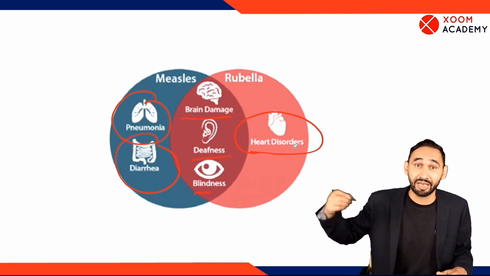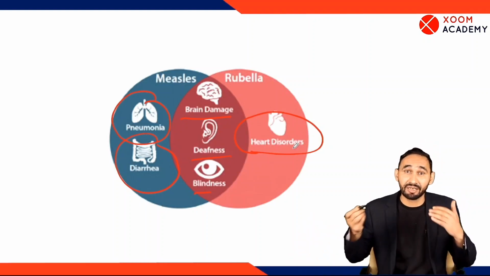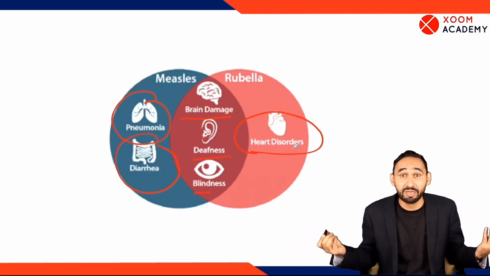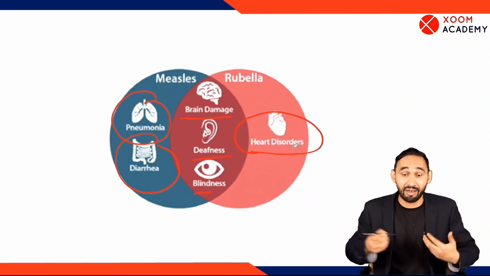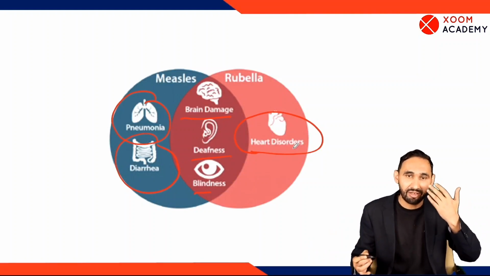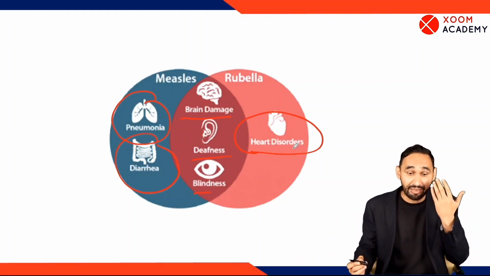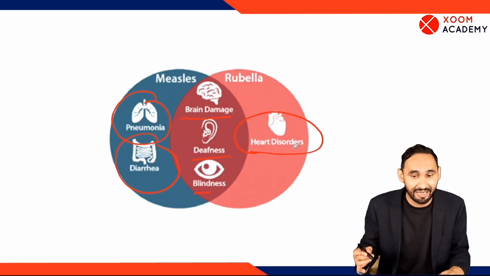So you can remember the complications of respiratory diseases. Because these are diseases of the respiratory system, they cause pneumonia. They can cause encephalitis. They can cause heart abnormalities. They can cause ear abnormalities. They can cause brain abnormalities. They can cause eye abnormalities. But measles predominantly causes diarrhea.